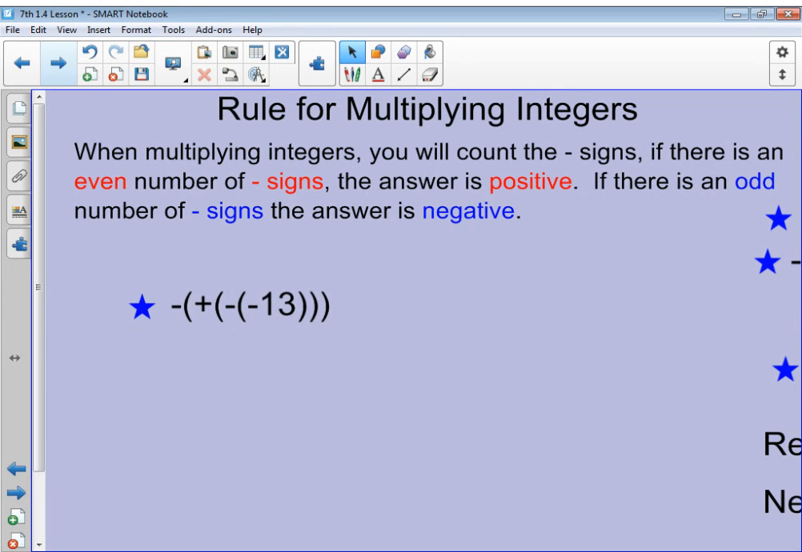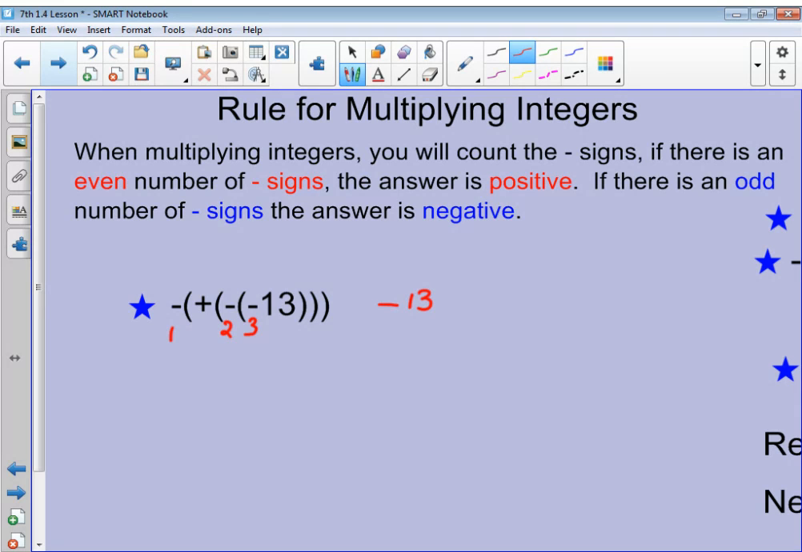Okay, here's another situation. Sometimes, just depending on what you're working with, they will throw a plus sign in there. Don't let that confuse you. When you are working with this, you are only counting the negatives. So here we're going to only count the negatives. 1, 2, 3. So 3 is an odd number, which tells me that it's going to be a negative answer. So here we end up with negative 13.